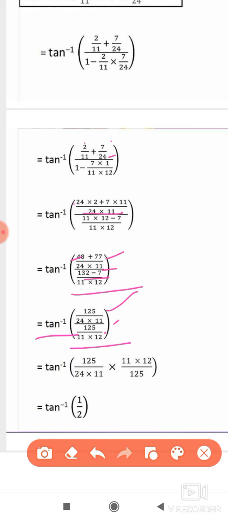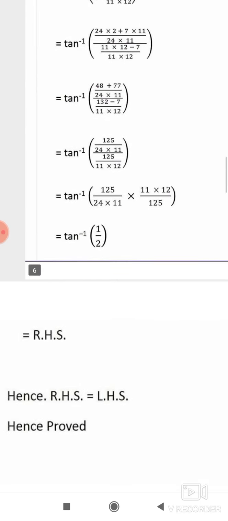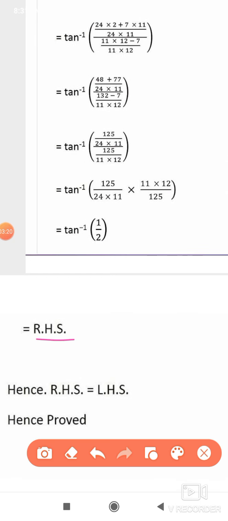So just solve this. Shift this to the upper side. Cancel the common factors, 11 with 11, 12 with 24. So we are left with 2, and tan inverse 1 over 2 is our answer. This is the right hand side. Hope this question is clear to you all.